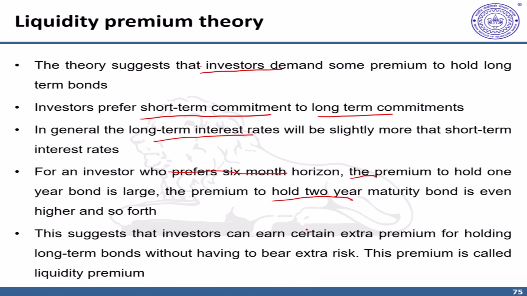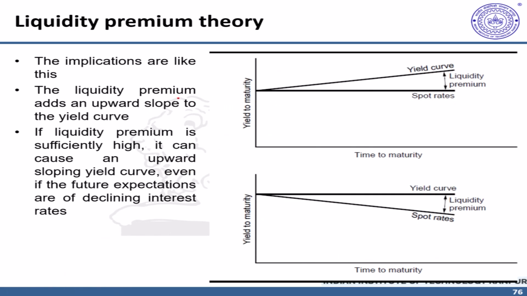This suggests that investors can earn extra premium for holding long-term bonds without having to bear any other credit risk. This is simply called liquidity premium. Let's look at the implication of this liquidity premium. For example, if the original term structure is expected to be flatter, because of the liquidity premium, it can pull it slightly upwards. You can see that as time to maturity increases, the liquidity premium is higher.